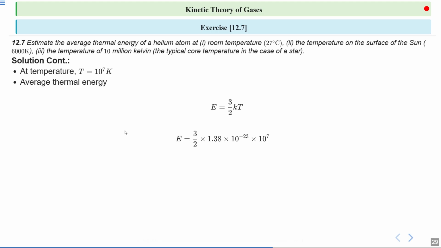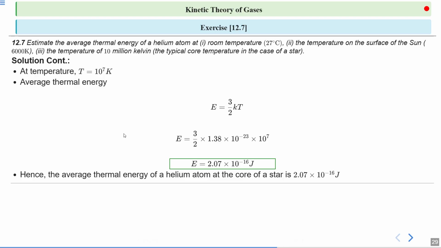So E equal to 3 by 2 into 1.38 into 10 raised to the power minus 23 into 10 raised to the power 7. Solving this, you will get E equal to 2.07 into 10 raised to the power minus 16 joule. Hence the average thermal energy of a helium atom at the core of a star is 2.07 into 10 raised to the power minus 16 joule.